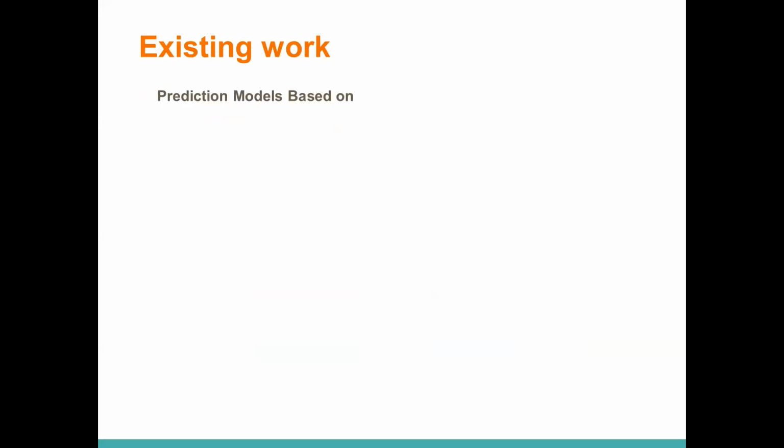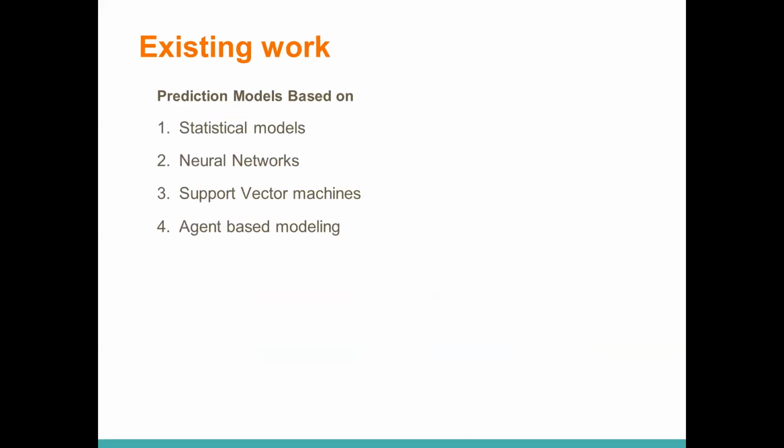Right. So if you take our problem of dengue case forecasting, something that we need to do is to look at what existing work has gone into it. If you are given a problem, we don't just jump into it without looking at what other people have tried. In this case, we see statistical models. We see people using neural networks. We see people using support vector machines. Agent-based modeling is widely used, right?